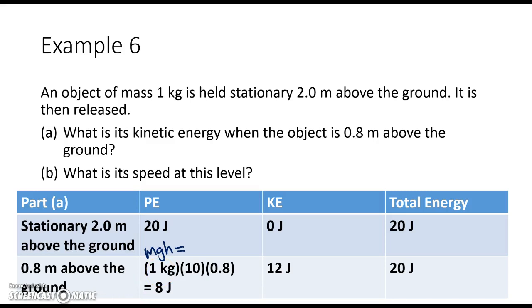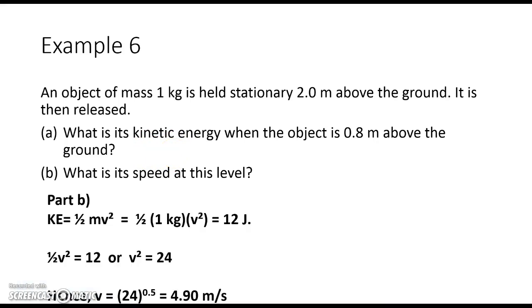Now that answers the question about the kinetic energy. The kinetic energy when the object is 0.8 meters above the ground is 12 joules. So let's write down the answer, 12 joules. And the next part asks you, what is its speed at this level? We have established that the kinetic energy is 12 joules.